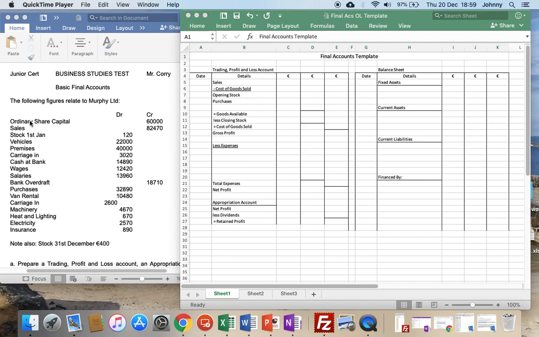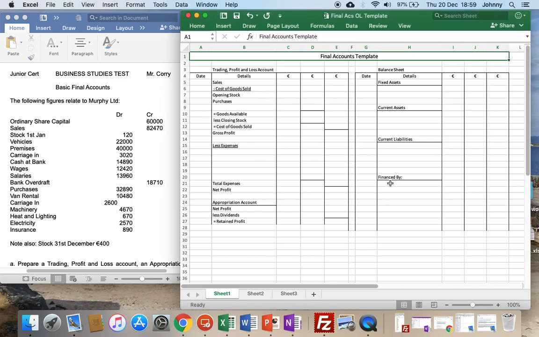First thing we do is we go to our question, we decide where does it go in the answer for the question. So ordinary share capital 600,000, so we would have decided where do we think it goes. Well, that's finance, that's how we paid for our business. So we'll have ordinary share capital, and we'll put the 600,000 in here.